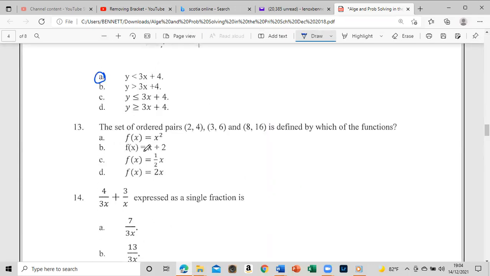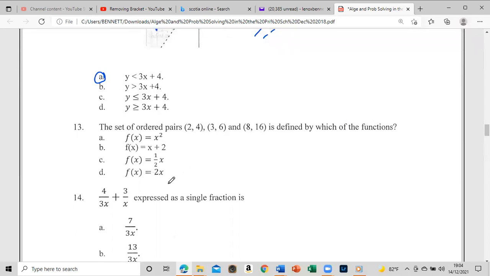All right. You see everything, right? The set of ordered pairs (2, 4), (3, 6) and (8, 16) is defined by the function. Which one of them function can give us them values here? These are x.